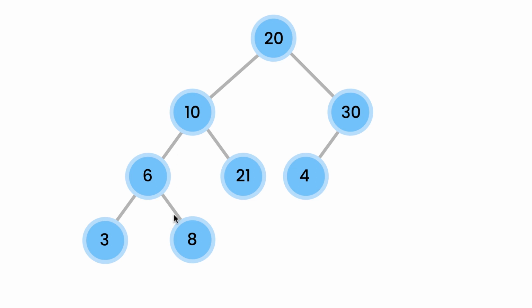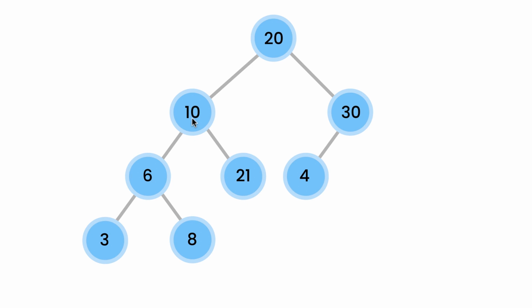Now, what about the height? Height is the opposite of depth. So all these leaf nodes, their height is 0. As we go up, the height increases, just like the height of people. So the height of 6 is 1. The height of 30 is also 1. Now, what about the height of 10?